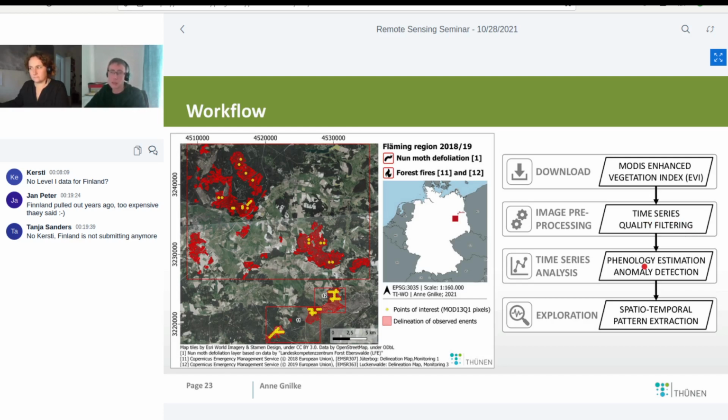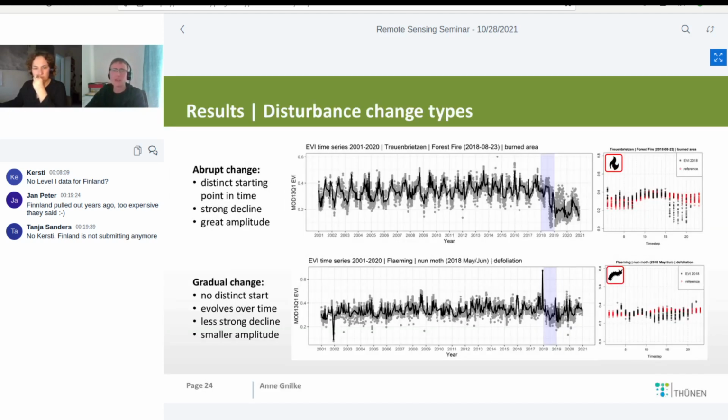And then, as mentioned earlier, we calculated the phenology from the long-term time series data as a kind of baseline to derive from this the anomaly detected on the actual pixels. Finally, we also extracted the patterns in a spatial and temporal frame. And this is what the following slides are about, just to give you an idea.